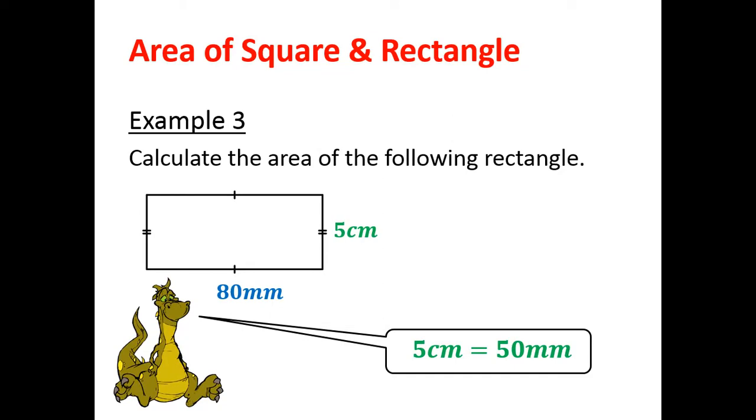If we took the 5 centimeters, we can change it into millimeters. We've learned how to do that in a previous lesson. There are 10 millimeters in a centimeter, so we're going to multiply by 10 to get 50 millimeters.